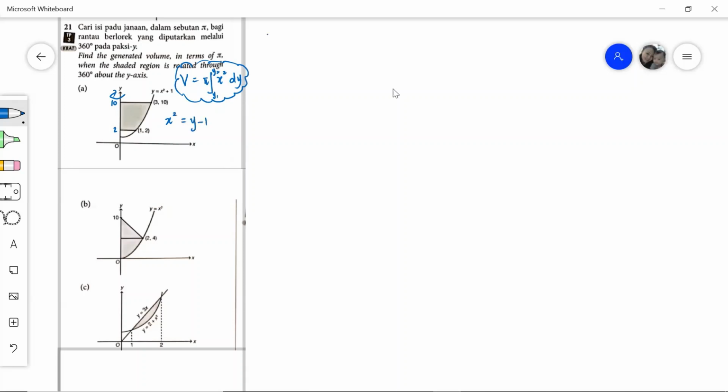With that, for A, the volume generated will be pi, integrate from 2 to 10 with respect to dy. Therefore, x squared is y minus 1. Let's integrate this. We will have y squared over 2 minus y, from 2 to 10. Substitute the boundaries in. So we have 100 over 2 minus 10, and then minus 2 squared over 2 minus 2.